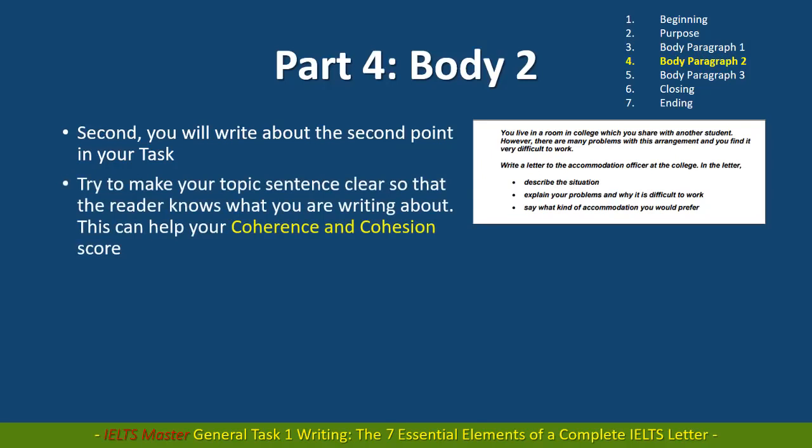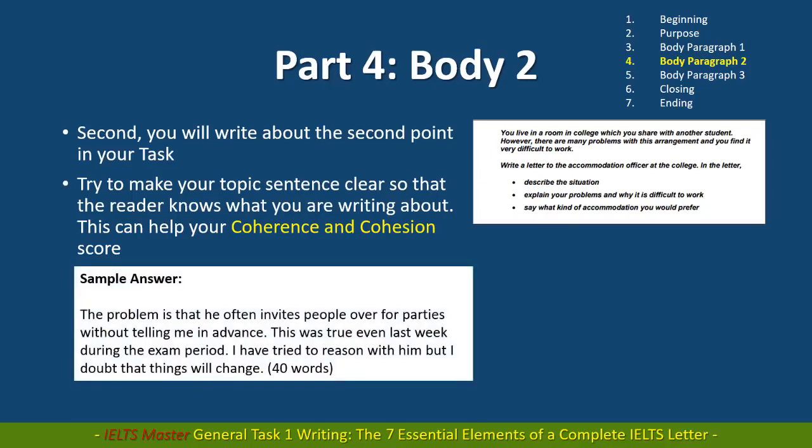Try to make your topic sentence in each of these body paragraphs clear so that the reader knows exactly what you're writing about. This can also help your coherence and cohesion score. For example, let's look at this sample answer. The problem is that he often invites people over for parties without telling me in advance. This was true even last week during the exam period. I've tried to reason with him, but I doubt that things will change.